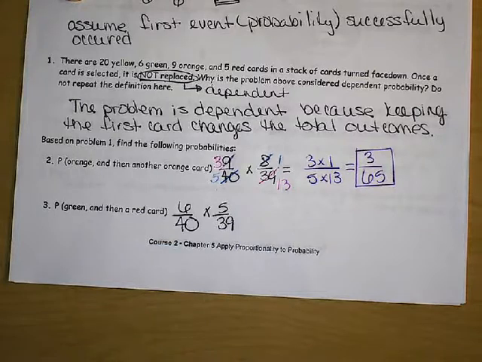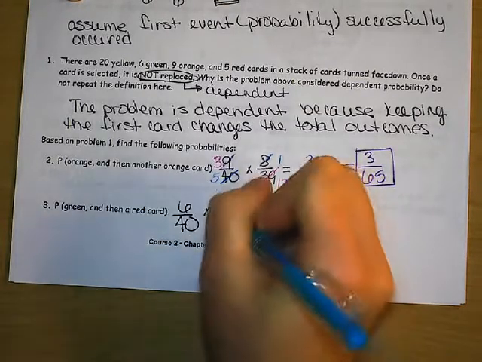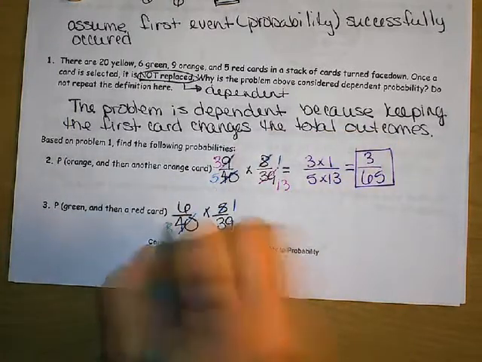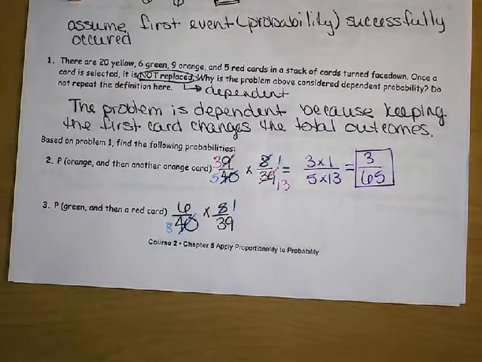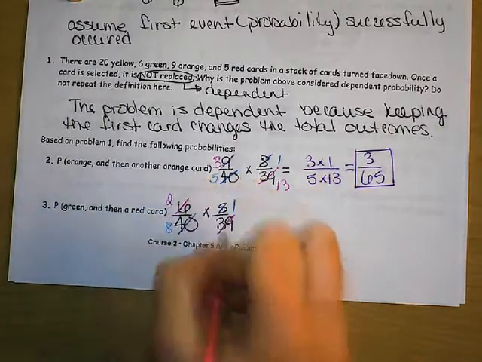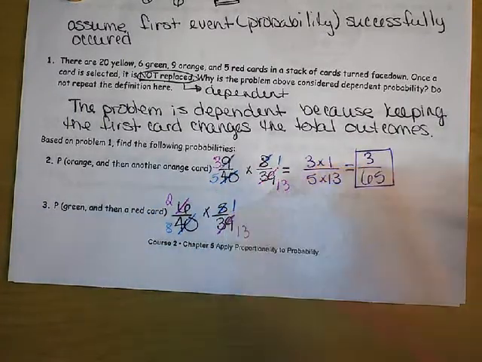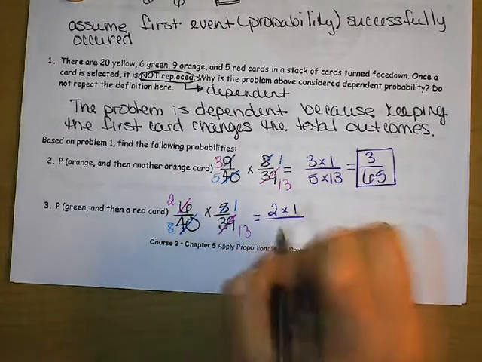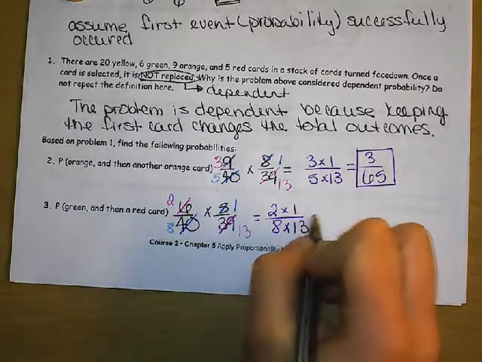And again, I see these are pretty large numbers, so I'm going to go ahead and cross-simplify. I know that 5 and 40 can both be simplified by 5. So this becomes 1 and 40 becomes 8. I know that both 6 and 39 can be simplified by 3. So 6 becomes 2 and 39 becomes 13. I now have 2 times 1 over 8 times 13.